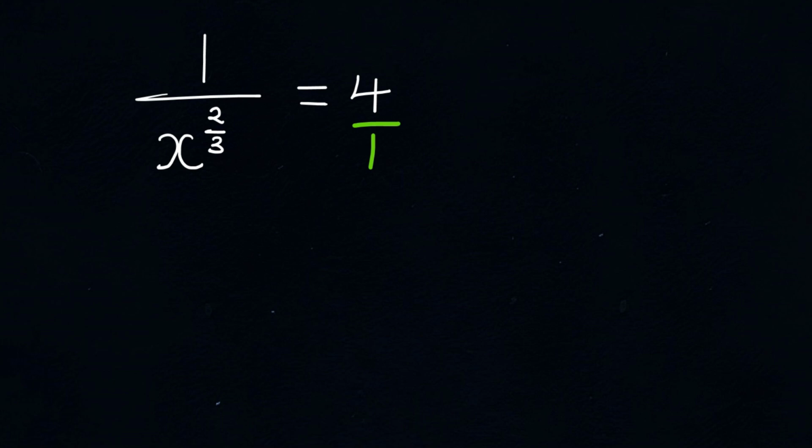So x to the power 2 divided by 3 is going to be multiplied with 4, and then 1 is going to be multiplied with 1, and in the end we are going to have 1 is equal to 4 multiplied by x to the power 2 divided by 3.